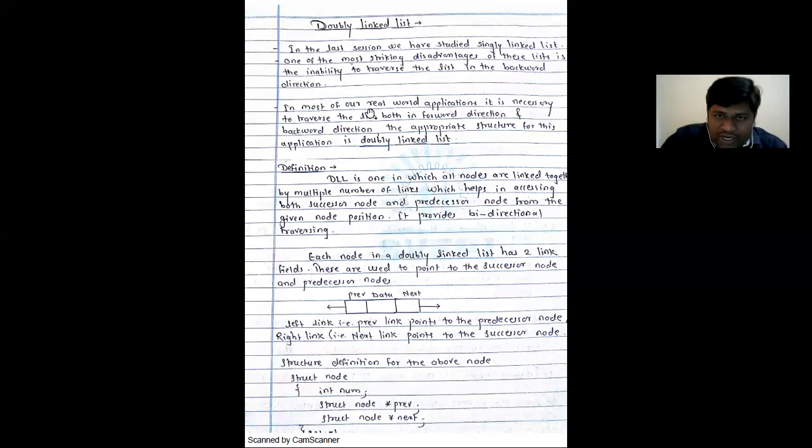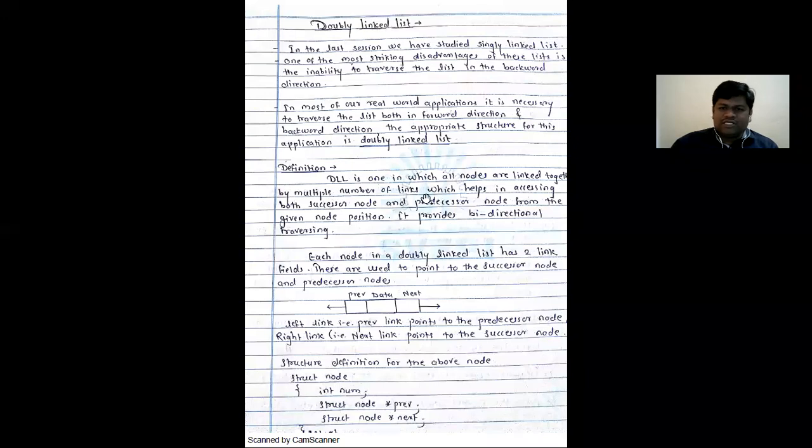Now in most of our real world applications, it is necessary to traverse the list in both directions, forward direction as well as backward direction. So the appropriate structure for this application is the doubly linked list, right? Now why this doubly linked list concept is introduced, I hope all of you have got the idea, right? Now we'll go through the definition.